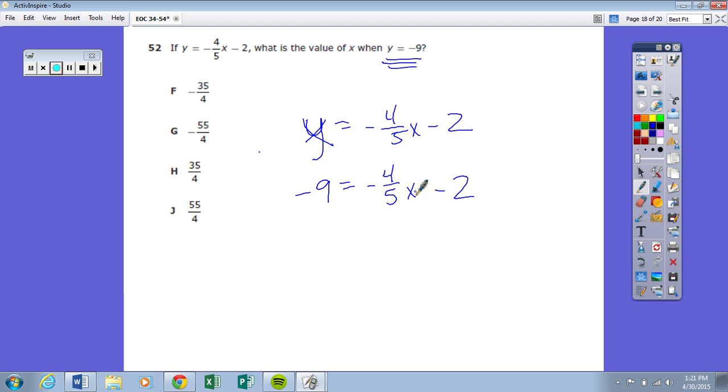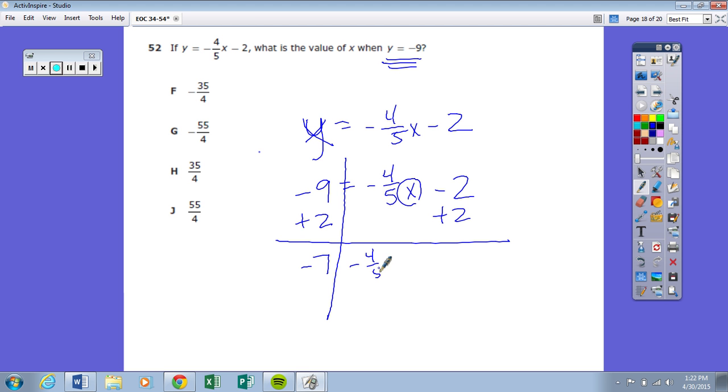Or you could just solve for x. So that would mean add 2 to both sides. So we're trying to isolate the x, okay? So add 2 to both sides, so that's a negative 7 equals negative 4/5 x, okay? Now, to get a number off the x, you do the opposite of what you see. So right now, these are multiplied, so I would divide both sides by negative 4/5.